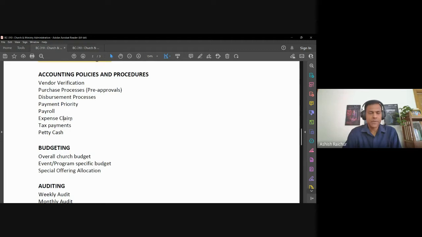Expense claims, that means the staff who spend money, they are reimbursed for what they spent. And again, we have a process. You have to submit the bills, send it in by email, and then the accountant will pay you back within the same working day, within 24 hours.